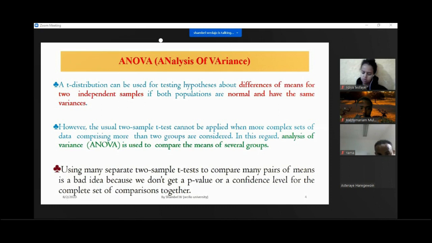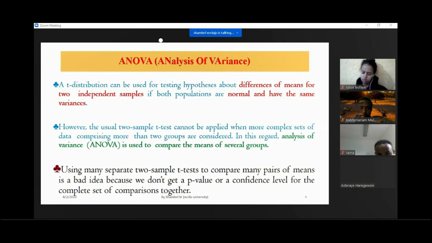The question is, if the number of means is more than 2, you may have 3 means or 4 means or 5 means or above, the t-test will not be applied. It doesn't work to show the variation across the means. So instead of the t-test, we use analysis of variance or the ANOVA test. ANOVA stands for analysis of variation across the group means.